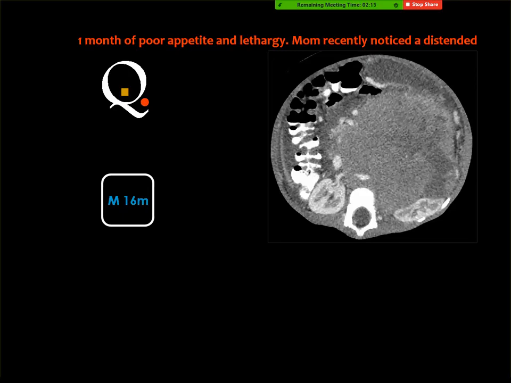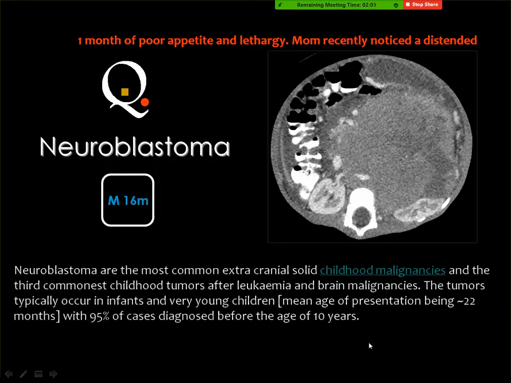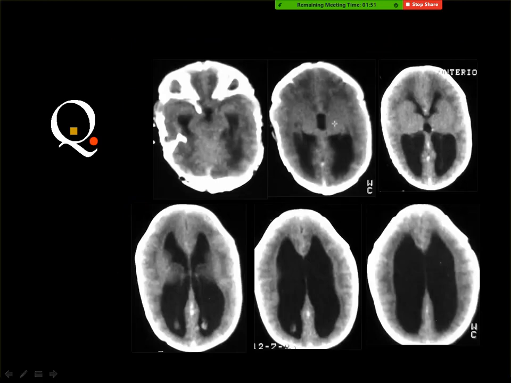Wilms tumor? No, the kidney is not involved by the mass. You see that the kidney is flattened posteriorly, but the mass is anterior to the kidney. Neuroblastoma. Yes, and this is neuroblastoma, one of the three big masses in the pediatric abdomen: hepatoblastoma, neuroblastoma, and nephroblastoma, or Wilms tumor.